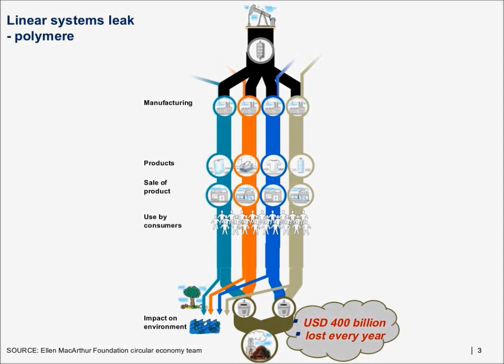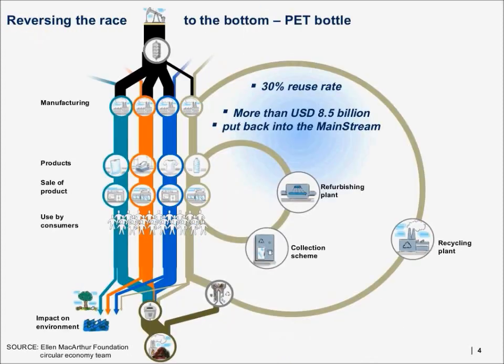First of all, you need to identify the value. Secondly, you need to find mechanisms to unlock it. And thirdly, be able to share this value generated along the value chain. And in polymers, there's a good example of that. That's basically the PET bottle. So the PET bottle today achieves about a 30% reuse rate, and it already saves 8.5 billion of the 400 billion opportunity that we saw earlier.